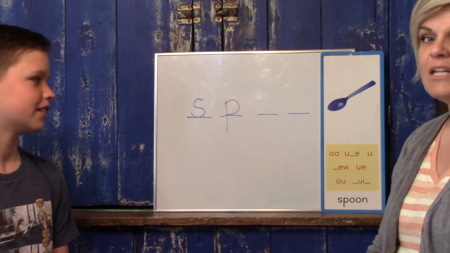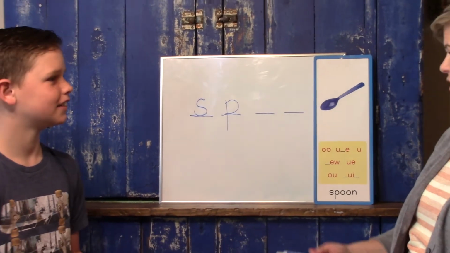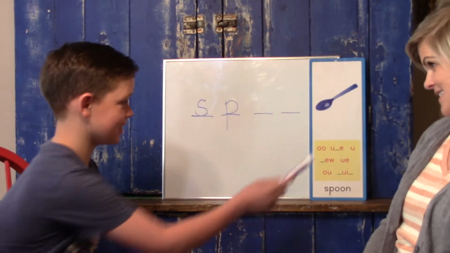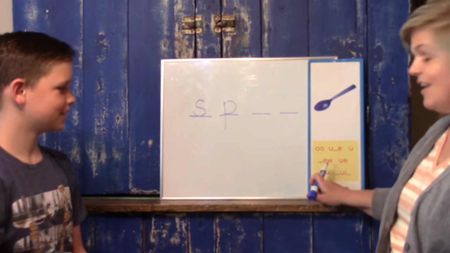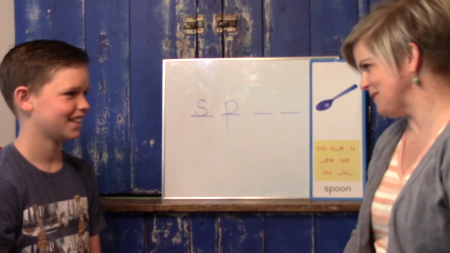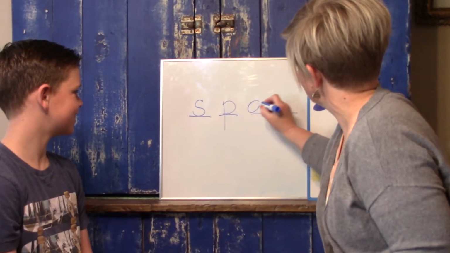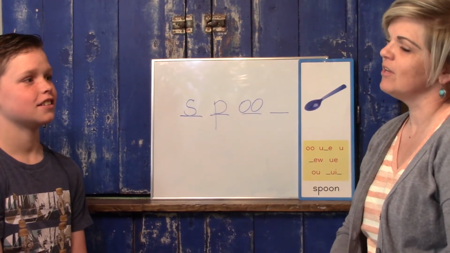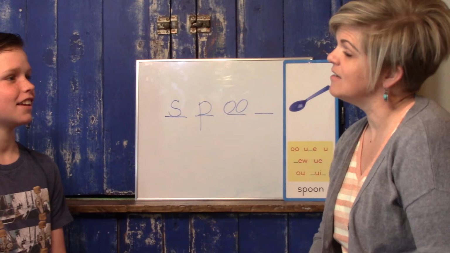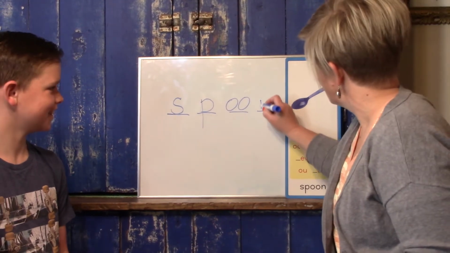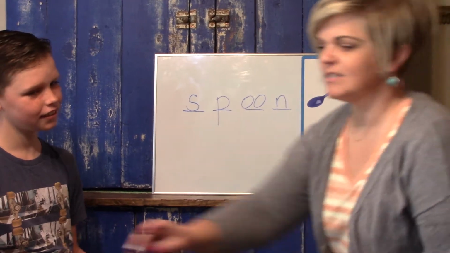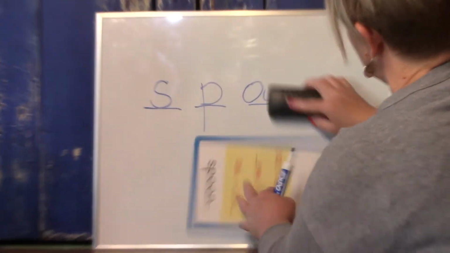Ooh. And so if we look at our sound spelling card, Sawyer, which one do you think it is? I think that it is the double O. Double O, right? And he also had this too, but he knew how to spell spoon. Double O. And what's the last sound you hear in spoon? N. And how do you spell n? N. So yours should look like mine. All right, let's go to the next word.